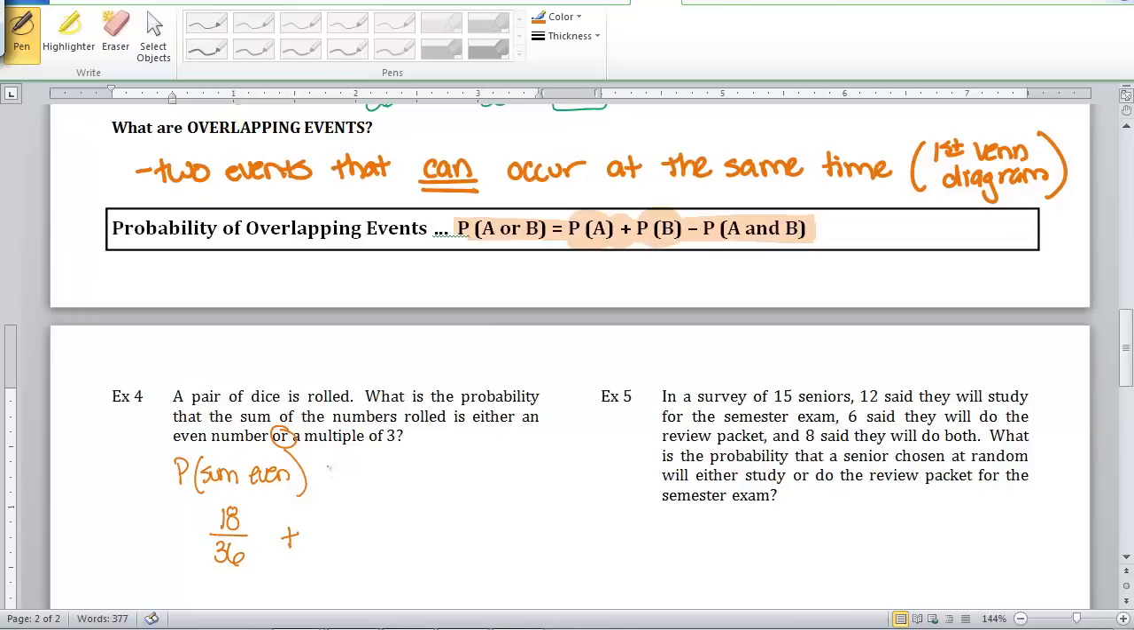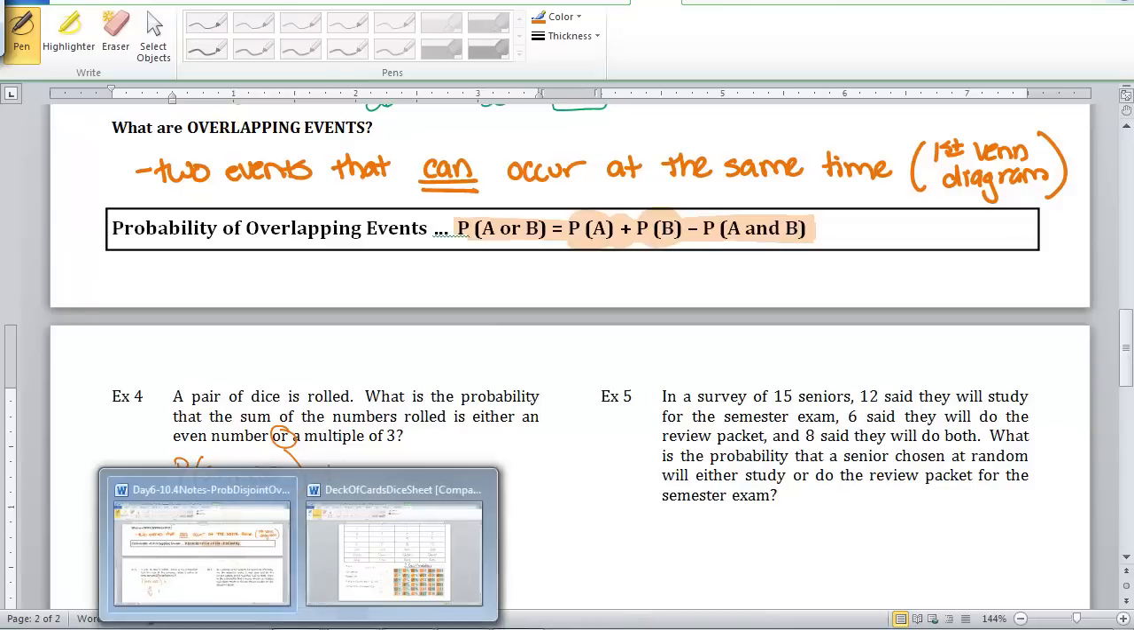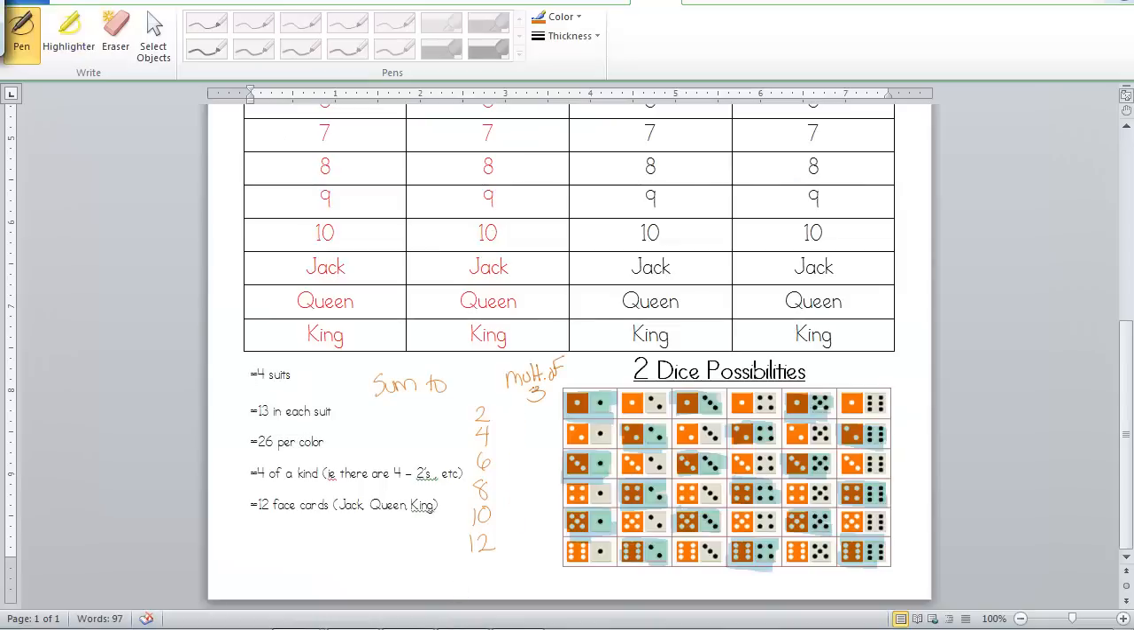Or, so we're going to add, we need to know the probability that we get a multiple of 3. So again, let's look at the dice sheet. Multiples of 3 are going to be 3, 6, 9, and 12. And so let's look at where that happens. So if I look at the yellow highlights, there are going to be 12 times where I sum to a multiple of 3.